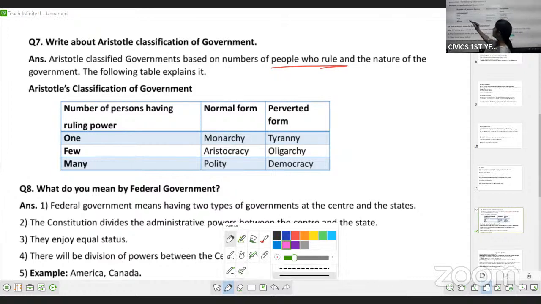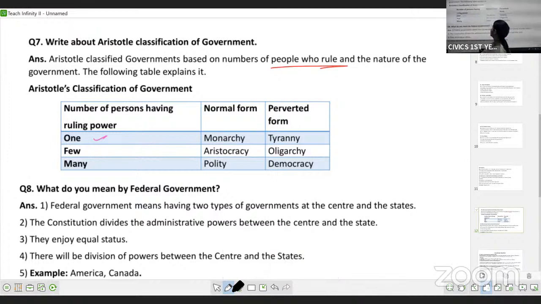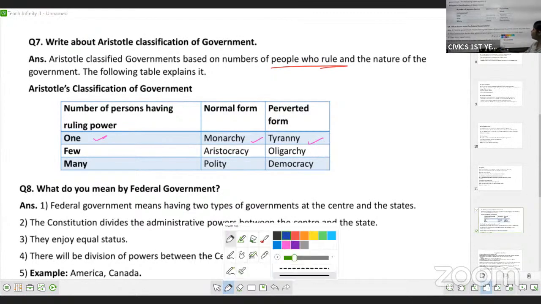Here you can see, if it is ruled by one person, we call it monarchy. When the government is in normal form, that is, the ruler is not selfish, he wants to work for the people, then we call it monarchy. And when the ruler becomes selfish, then it is tyranny. Do you understand this? When there is only one ruler and he is working for the welfare of the people, we call it monarchy. And if the ruler is selfish, then we call it tyranny.